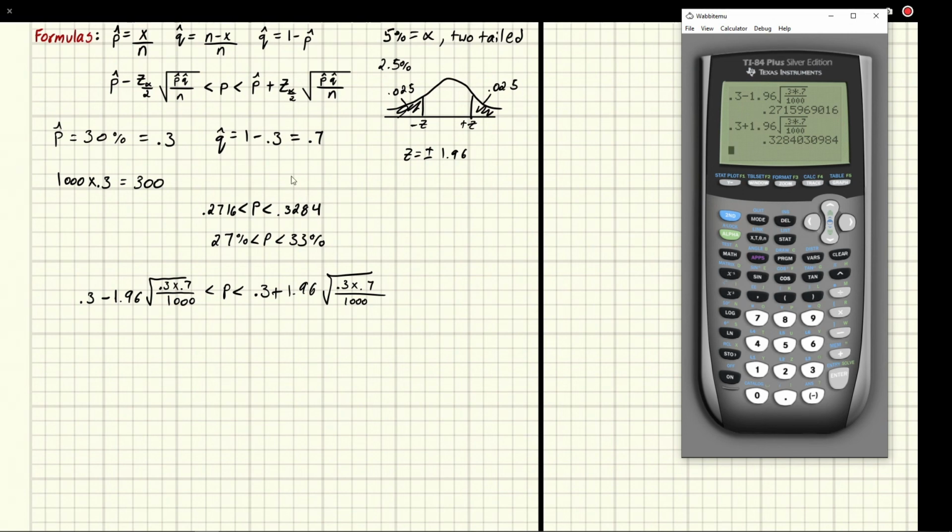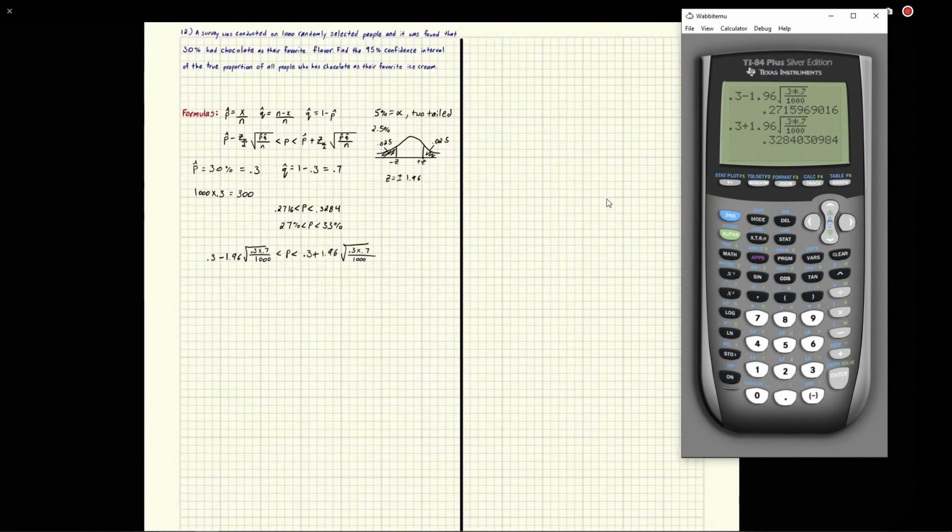A way to check your work: use the calculator, then calculate it by hand just to make sure. So that is how you do this. If you have any questions about this, let me know.